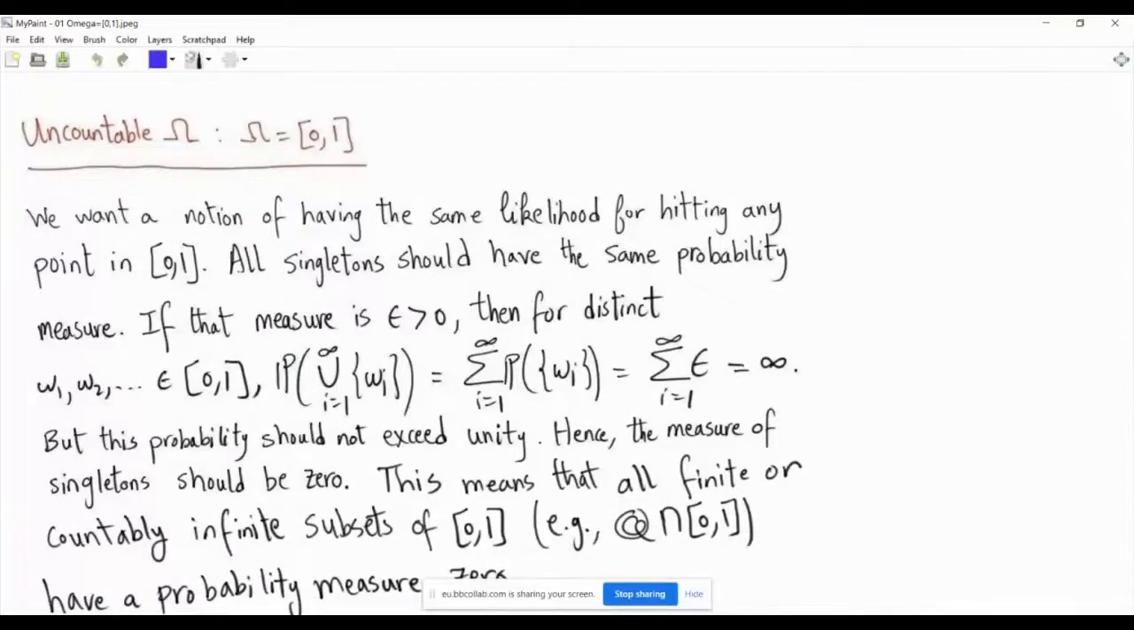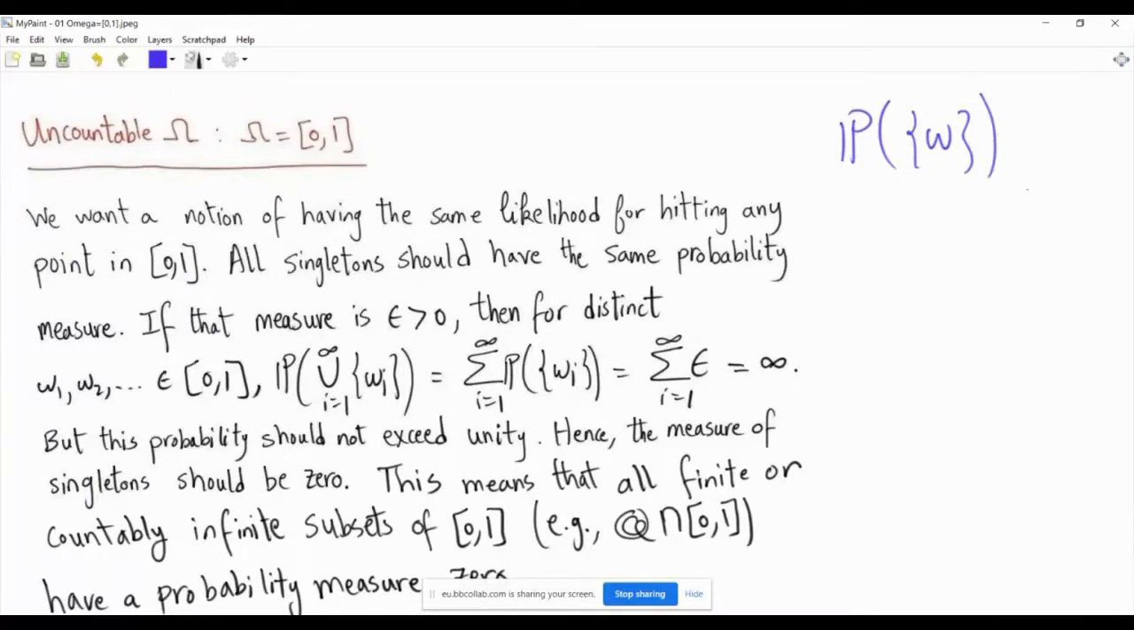Our goal was basically to construct a uniform measure on the closed interval from 0 to 1. So we want a notion of having the same probability or the same likelihood of hitting or choosing any point on the interval from 0 to 1. So basically, if we try to assign probabilities to the singletons, those are the subsets of big omega that contain one element, what should we assign to these singleton subsets? What should this probability be?